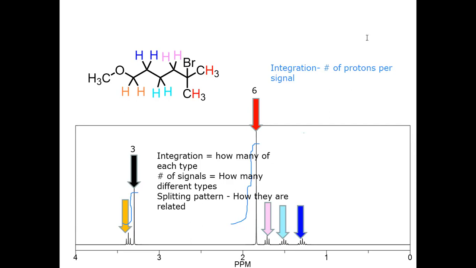Right? Any questions? So integration tells you how many of each type of proton, the number of signals tells you how many different types of protons, and then the splitting pattern tells you how they're related, how they are situated relative to one another. All right. Did everybody get this down before I clear it off?